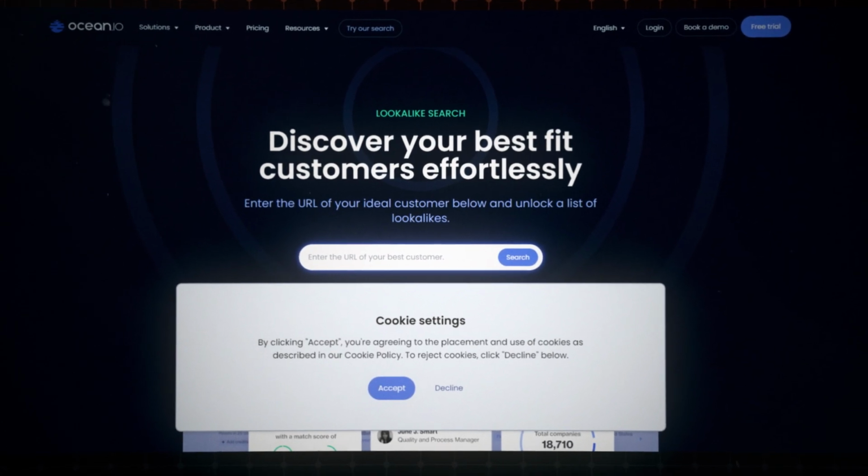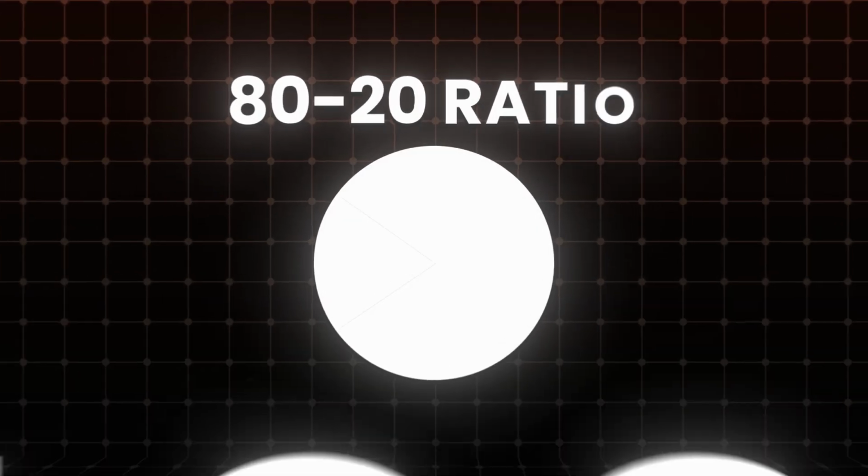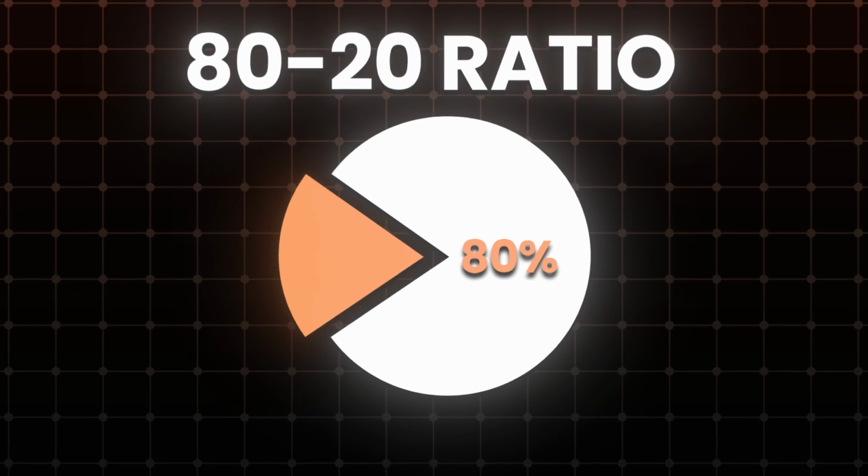And Ocean is our lookalike tool. So what we like to do for our clients that first come on board is run a lookalike campaign. I'm sure you've heard of the 80-20 ratio, right? 80% of your revenue comes from 20% of your clients. And so we want to find you more of that 20%, right? What if we could find you 20% more of those clients? What would your business look like then?